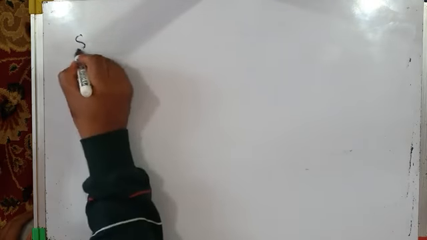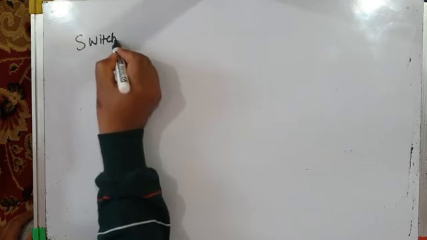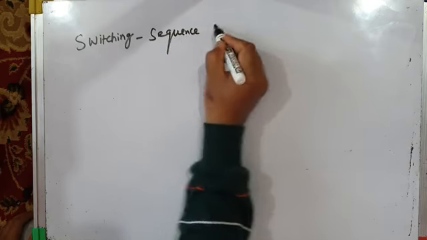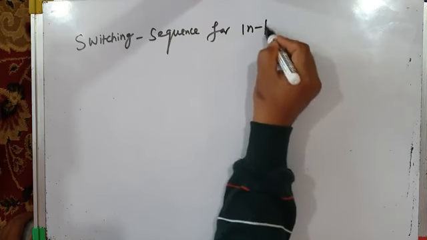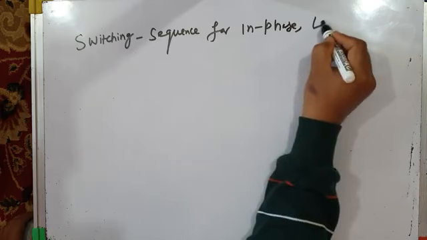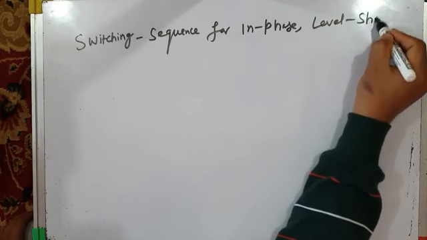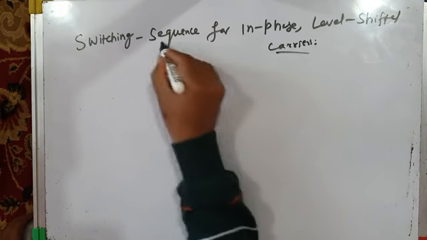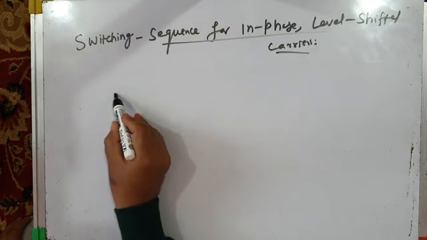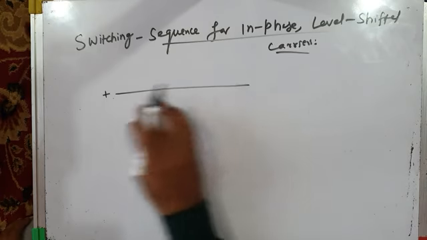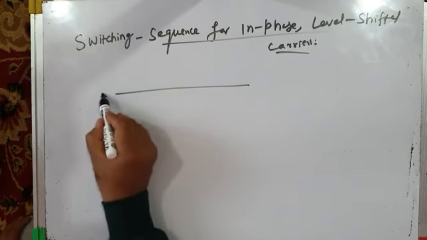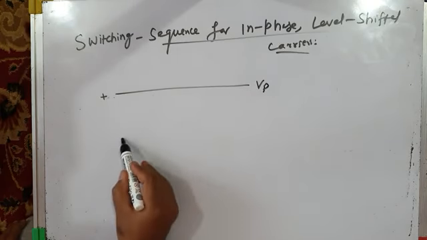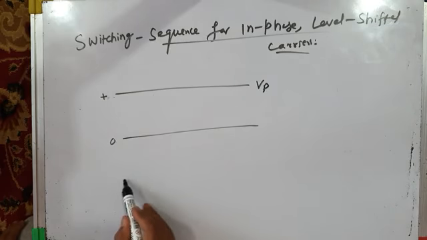I'll write here switching sequence for in phase level shifted carriers. So we again have two carriers, level shifted but in phase. Okay. So ये plus 1 है, positive peak. Okay, this is 0 and this is minus Vp.